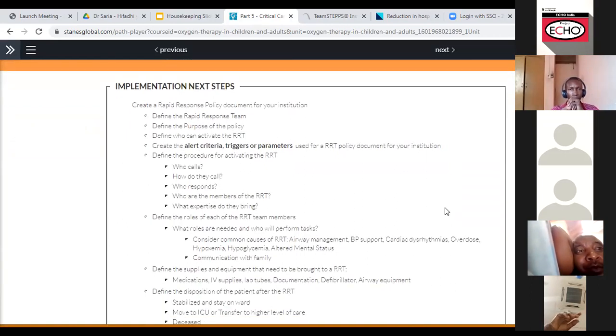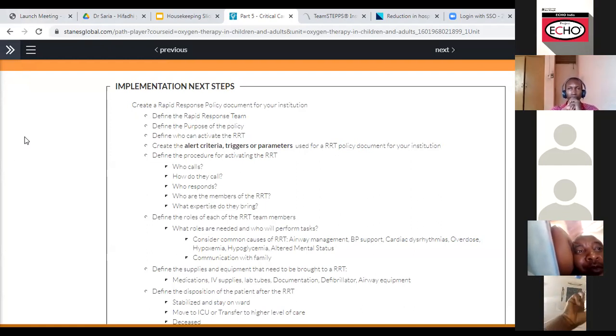So in summary, during the implementation of the rapid response system, we should follow these steps. We need to define the rapid response team in a certain institution. What do we mean by having that rapid response team? It should be defined. What is the objective? What is the purpose of that response team? And who will activate that response team?